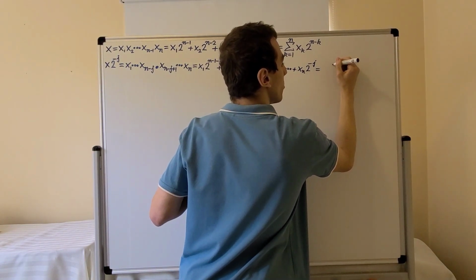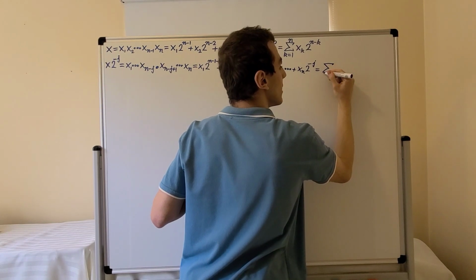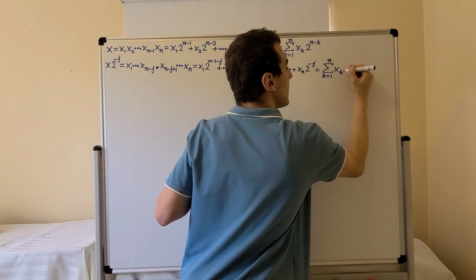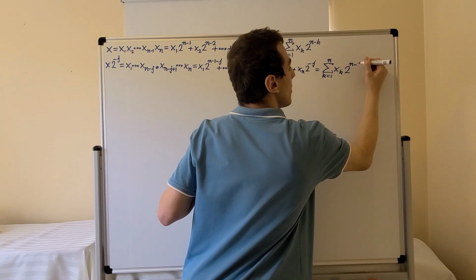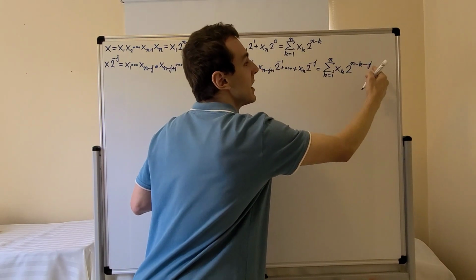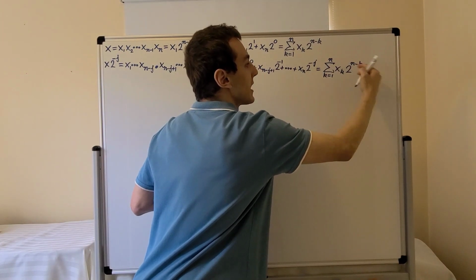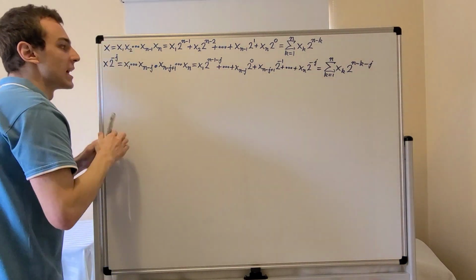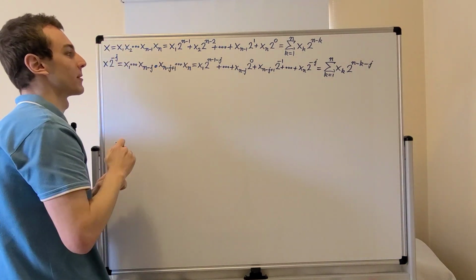So what is the pattern? We can see it if we write this in summation notation. We have the sum from k equals 1 to n of xk times 2 to the n minus k minus j. So all we're doing is subtracting j from the exponents for all of these terms. And that is equivalent to shifting this binary string.